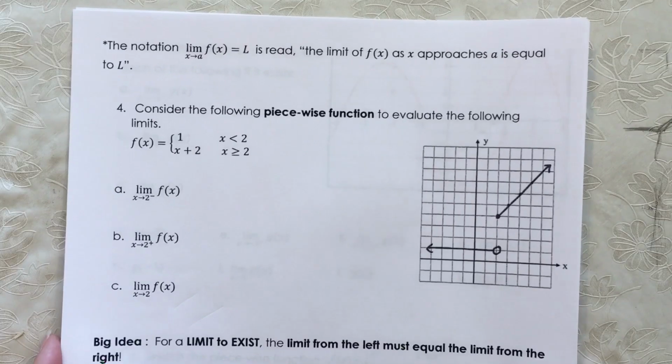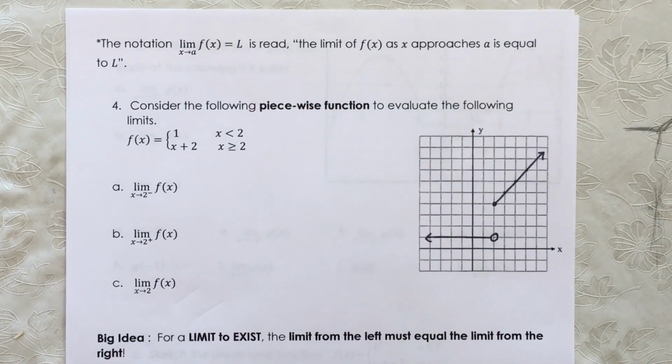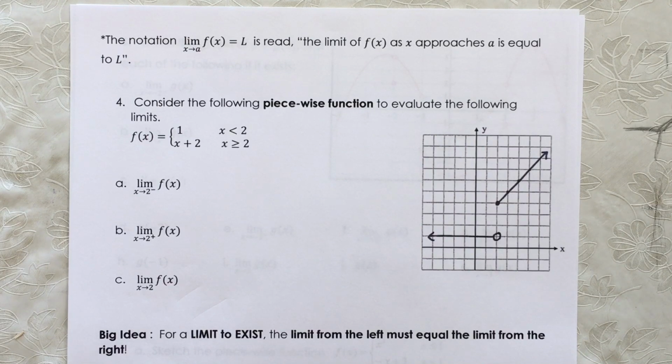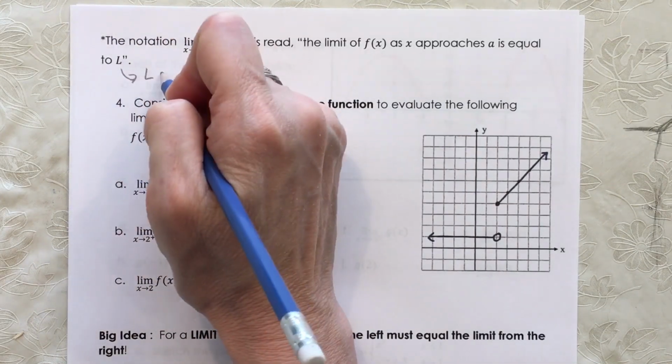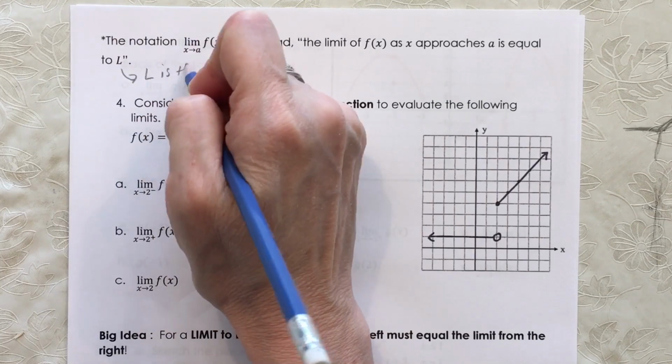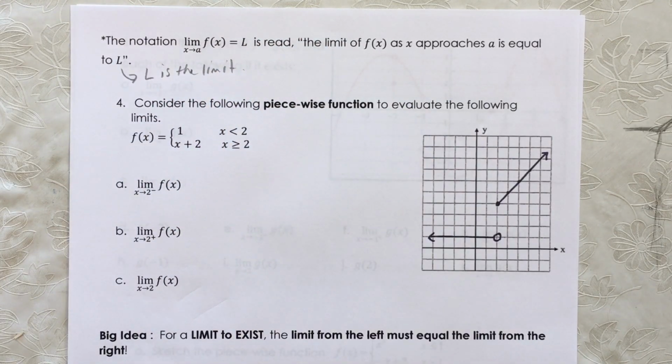All right, so some calculus notation here. The notation, the limit as x approaches a of f at x equals L is read, the limit of f at x as x approaches a is equal to L. And that L is the limit number. Okay, so question 4, consider the following piecewise function to evaluate the following limits.